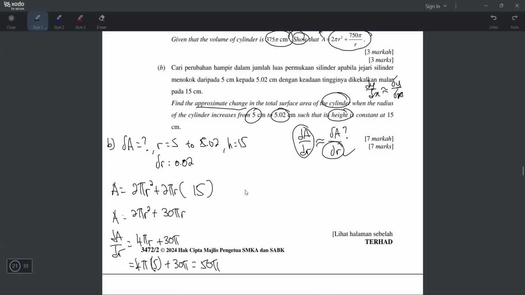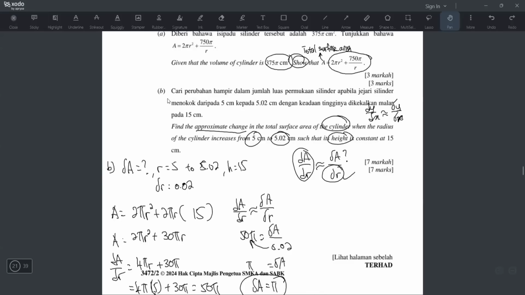Now we can use this formula. dAdr is almost equals to delta A over delta R. dAdr is 50 pi. Delta A is the final answer. Delta R is the 0.02. And the delta A, you just tekan 50 darab 0.02. The pi I won't tekan. So 50 times 0.02, you dapat berapa? Dapat 1. So the answer is just 1 and then pi here lah. So the delta A answer is pi. Okay? Yeah, that's the answer. Okay, so that's it. That's all.